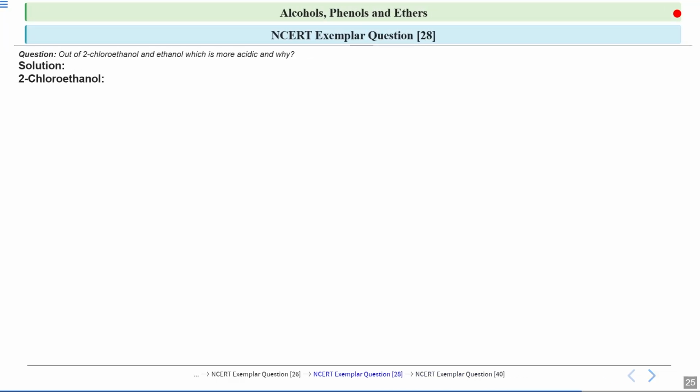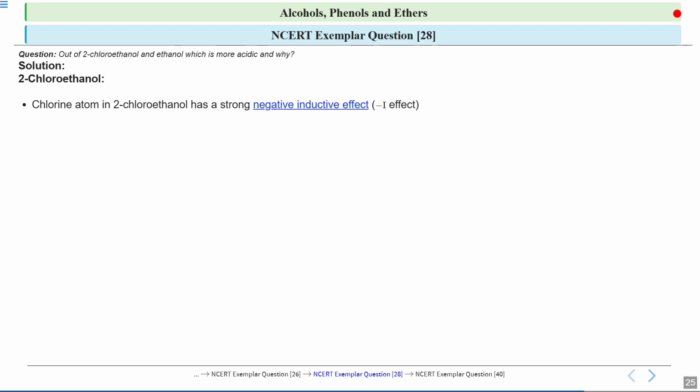On what basis do you tell which is more acidic? A compound which can easily donate its H+ is more acidic. So we have to check which of 2-chloroethanol and ethanol can easily donate its proton. First, let us see 2-chloroethanol. In 2-chloroethanol, you have a chlorine atom, which has a minus I inductive effect.